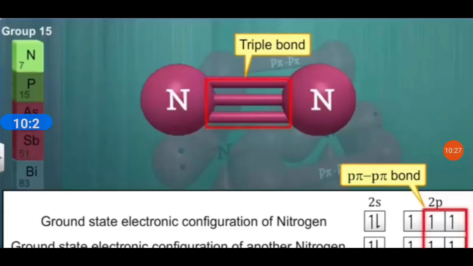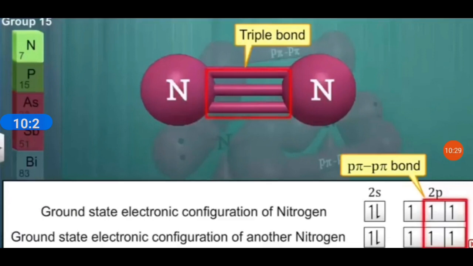Nitrogen has a triple bond between the two nitrogen atoms, which is a p-pi bond. Two bonds are pi bonds, whereas one bond is a sigma bond. The ground state electronic configuration of nitrogen, and of another nitrogen, showing the bond formation, p-pi bonds between the last two p orbitals.